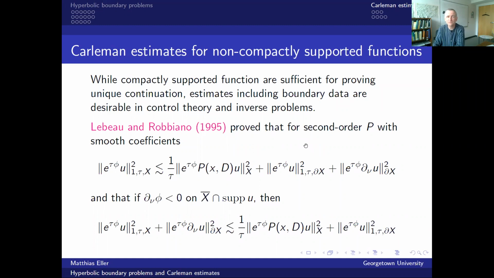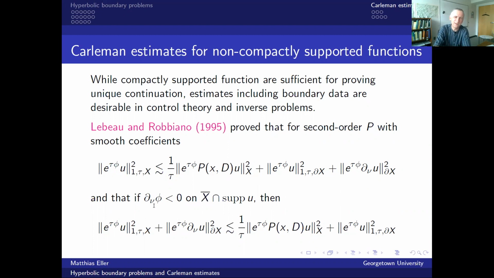And there's this result by Lebeau and Robbiano, I think, proved for a second order operator with smooth coefficients, that you can include the Dirichlet and the Neumann trace, and then you can do it for any u in H2, so you don't need compact support. Moreover, you can work even with the Dirichlet trace alone if you have a condition on the weight function. Of course, the weight function still needs to be strongly pseudo-convex.